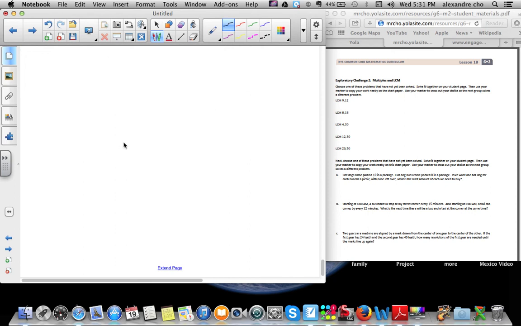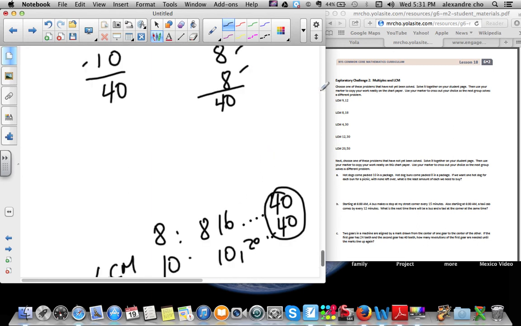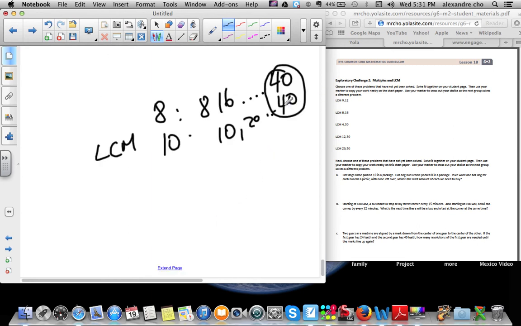So LCM says, find the LCM of 8 and 10. The LCM of 8 and 10: 8, 16, it keeps on going. They would meet at 40 here, 10, 20. The LCM between 8 and 10 is 40. Okay, so that means I need to buy 40 hot dogs, not 40 hot dog packages or 40 hot dog bun packages, but 40 hot dogs. 40 hot dogs would be 4 packages, and 40 buns would be 5 packages. Okay, that's why I have to be careful here.